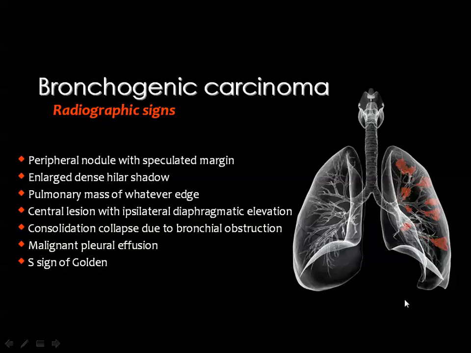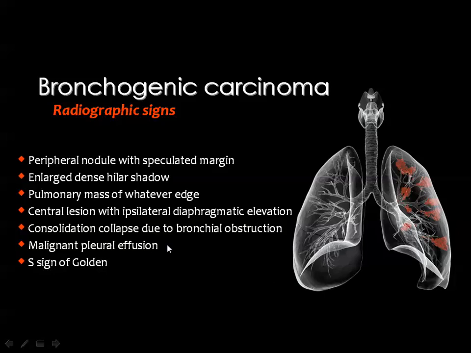In the old days, before the era of MRI and CT, we used to diagnose lung cancer from the plain X-ray, and we have certain radiographic criteria, which include the presence of a peripheral nodule with a spiculated margin, the enlarged dense hilar shadow, the presence of a pulmonary mass in an adult, and the presence of a central lesion with ipsilateral diaphragmatic elevation indicating phrenic nerve paralysis.